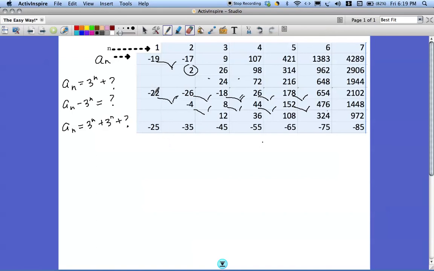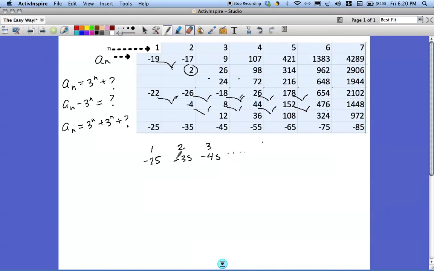So I'm going to then take these terms here and subtract off powers of 3. So here's the first term of what's left, and I'm going to subtract off 3 to the first, the second term, and subtract off 3 to the second, etc. And then I generate these. And so I notice this is a really easy sequence to find a formula for. So what it's saying is that if the first term were negative 25 and the second term were negative 35, etc., what would the formula for that look like?